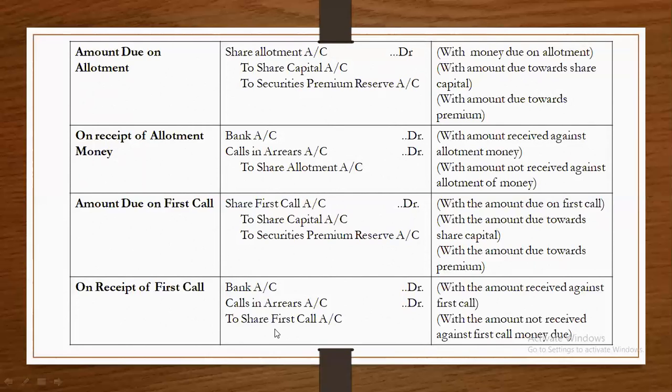If any arrear is there, in that case the journal entry will be: Bank account debit, calls in arrear account debit, to share first call account. So students, this way the entries will be recorded.